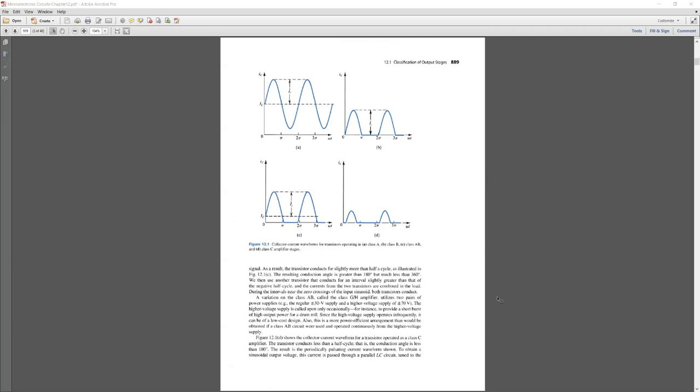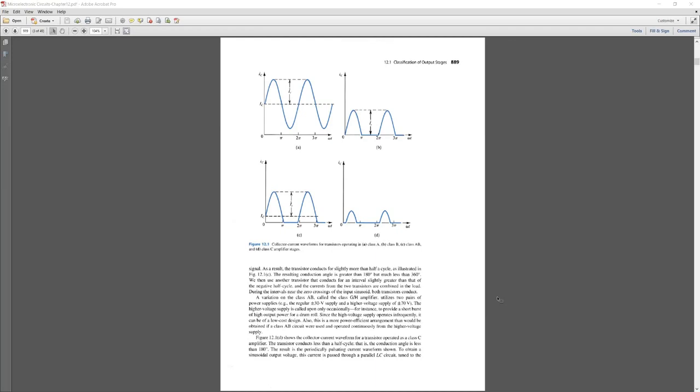But there is a dichotomy to the classification of output stages. Here they talk about the collector current. So we're talking about BJTs, and we're talking about the output current of the transistor. We have four classifications here, and they're simply classified by a letter. Class A is your linear type of amplifier, where you would see the collector current, or the transistor, conducting all the time. So this is a linear type of amplification.